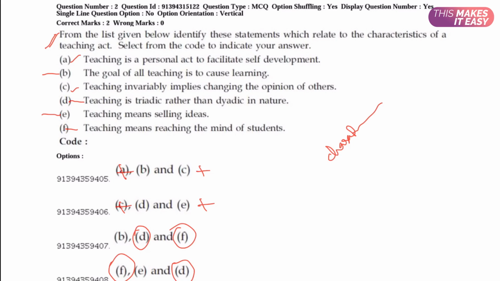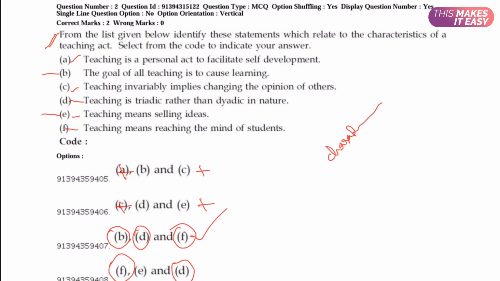So let's read statements B and E again. The goal of all teaching is to cause learning. That is B. It seems to be correct. Let's come to the E statement. Teaching means selling ideas. It is not sounding correct. So B is more correct, and let's take this option as the correct answer. This is the way to solve questions related to teaching aptitude very easily.